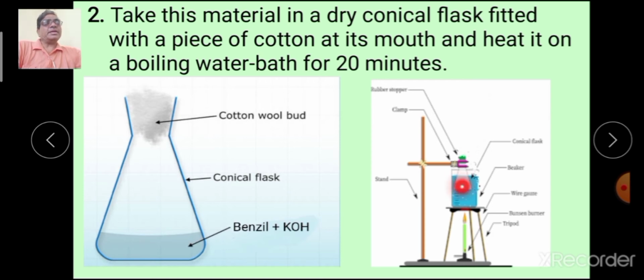This is the heating. This is the water bath, and using the burner we are going to heat this for 20 minutes. Therefore, up to the boiling temperature of the water you have to heat the water and heat the flask in that boiling water bath for about 20 minutes.